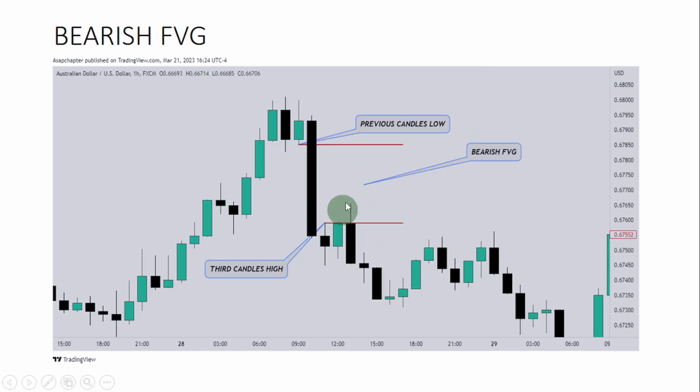So for a bearish scenario, this is how it looks. Previous candle's low to the third candle's high. Okay, so from this candle's high to this candle's low, this entire range is your bearish fair value gap. And you can see that price only delivered sellers, or only gave sellers the opportunity in this range. There was no buying opportunity in this range. It was only sellers that were given the opportunities. So normally buyers will be given opportunity back into the range, like you see here, before continuation down.